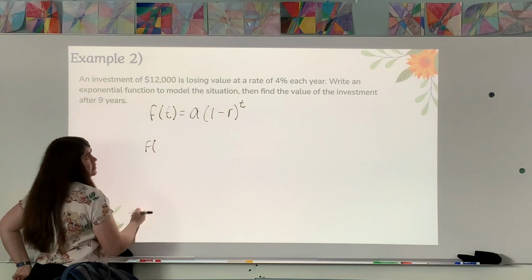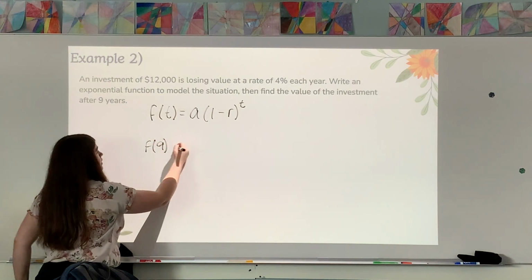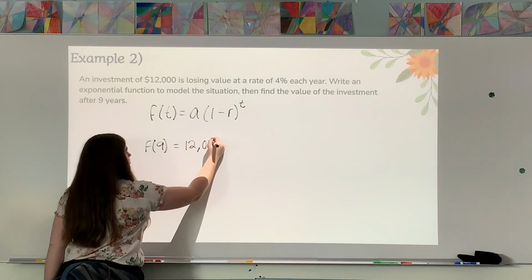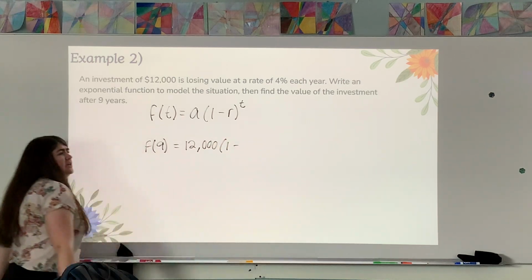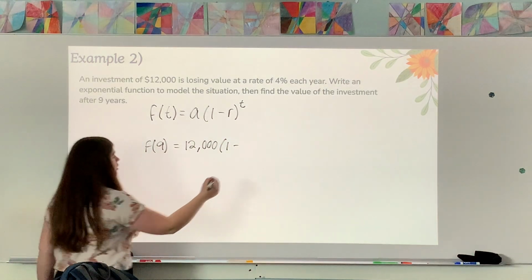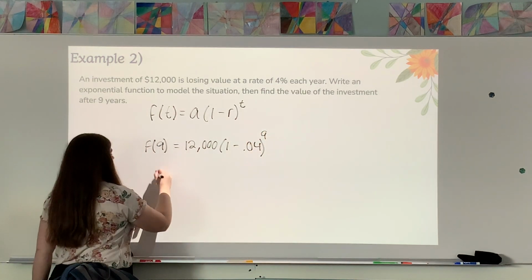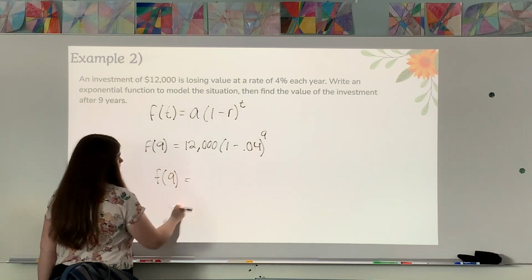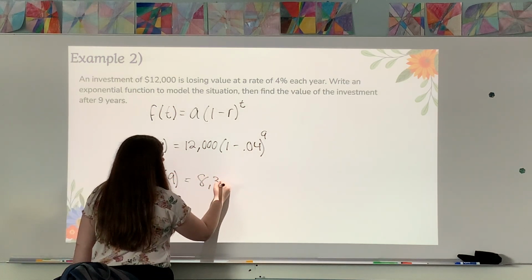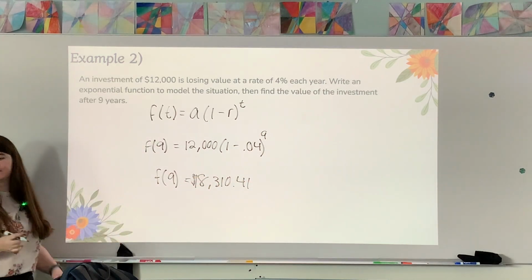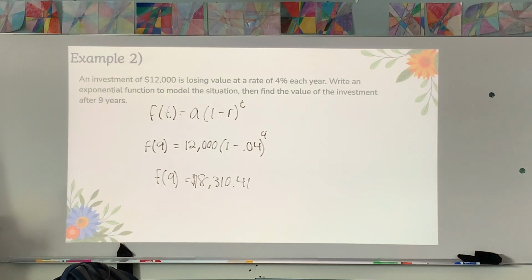What was the time frame that we're looking at? 9 years. The initial amount was $12,000 times 1 minus the decay rate, which was 0.04 or 4%, to the power of 9. So we're going to solve that. 8,310.41. That's what we got. So after 9 years, we went from $12,000 to $8,000.